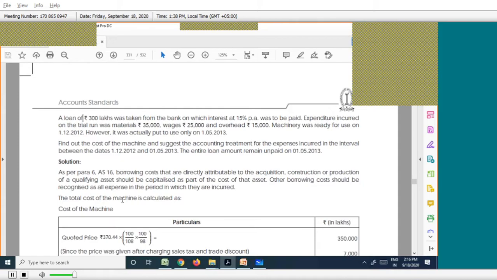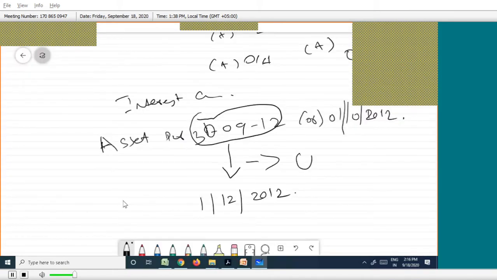So during this period, the asset is of qualifying nature. The asset is preparing for use. So during this period, whatever interest is paid should be capitalized. How to identify that?